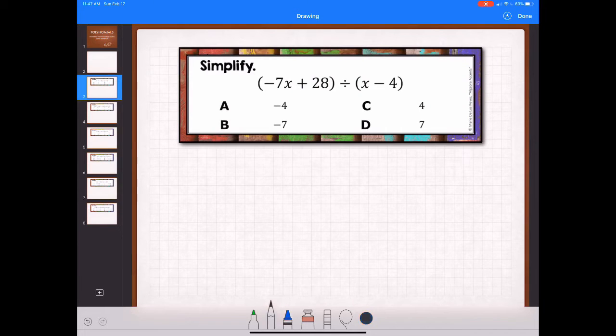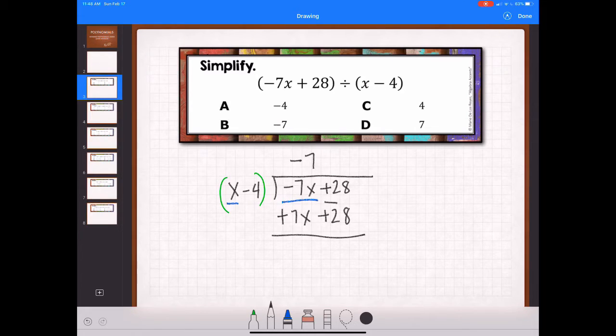Okay, so the first polynomial, negative 7x plus 28, is going to go underneath the long division bar. The second polynomial is going to be our divisor, which goes outside. We are going to ask ourselves, what times x would give us negative 7x? So that's negative 7. Now we are going to multiply. When you're subtracting, you can technically just take the opposite signs of both terms in order to subtract.